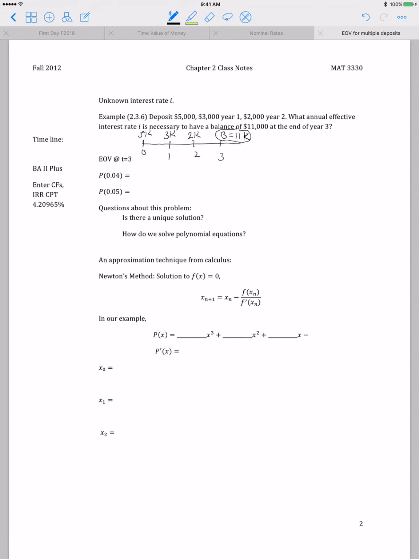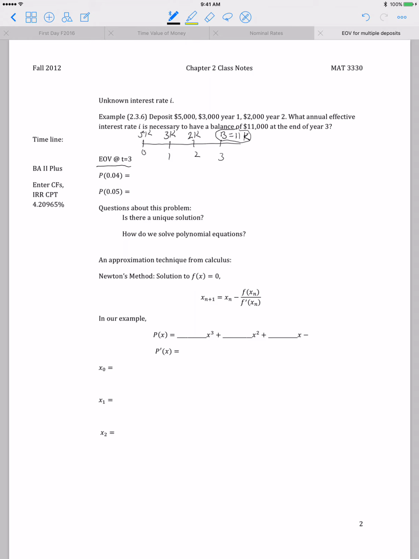If we look at example 2.3.6, we deposit $5,000, $3,000 at year 1, $2,000 at year 2. And the question is, what annual effective interest rate is necessary to have a balance of $11,000 at the end of year 3? So I've placed the cash flows on this timeline already. You see the balance of $11,000 at time 3 I've circled. So below that it says, what is the equation of value at time t equal to 3?